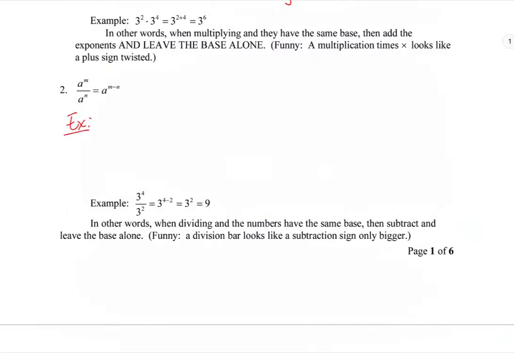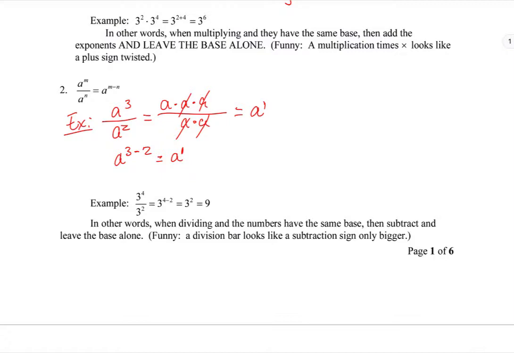Okay? If I have a cubed over a squared, this is a times a times a over a times a. Well, if I cancel these out because they're the same, I'm left with a. All right? But if I use the property, that's a cubed minus 2, which is a to the first. Notice I get the same answer both ways. All right?